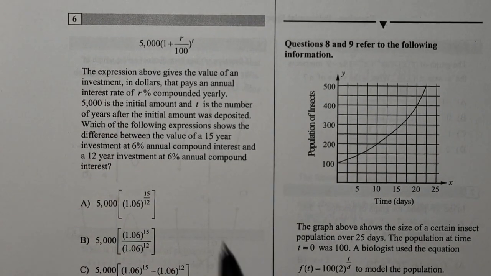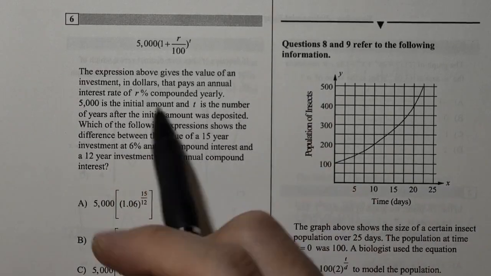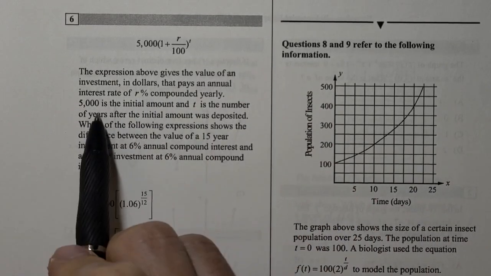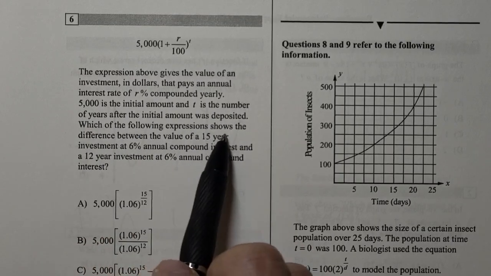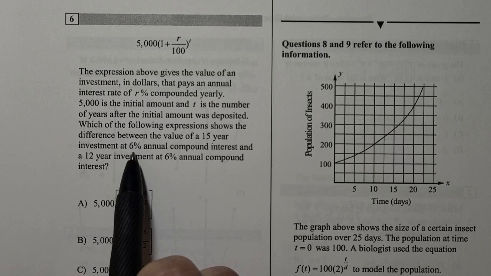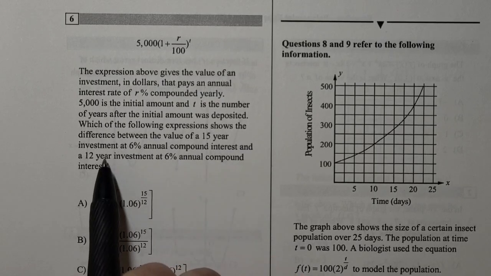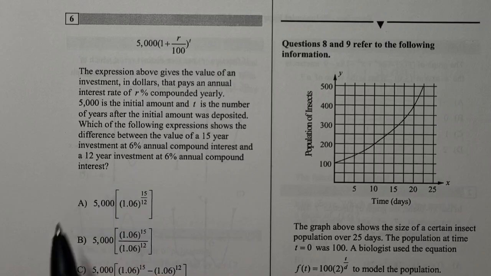The expression above, compound interest. I'm not reading the whole thing, I'm just picking out key information to try to save time. Initial amount, which following expression shows the difference between the value of a 15-year investment at 6% annual compound interest and a 12-year investment at 6% annual compound interest.